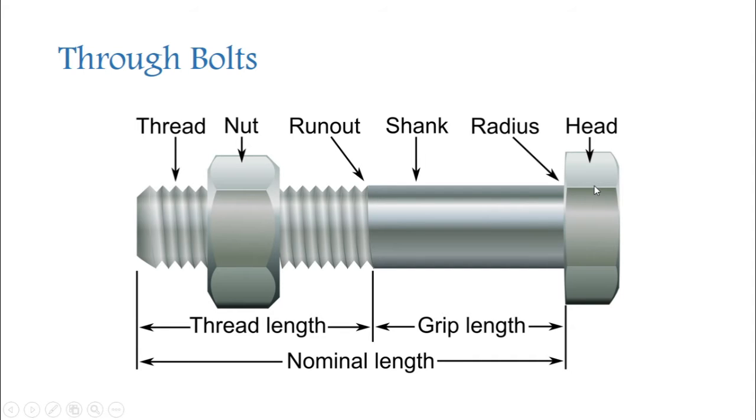The cylindrical portion between the head and the thread is called the shank. The cylindrical portion between the threaded portion and the head is called the shank. This plain portion is called the shank. The threaded portion of the bolt is screwed onto the nut.